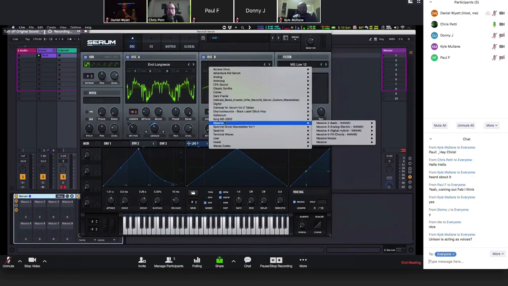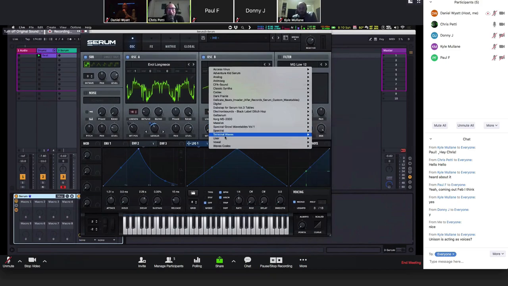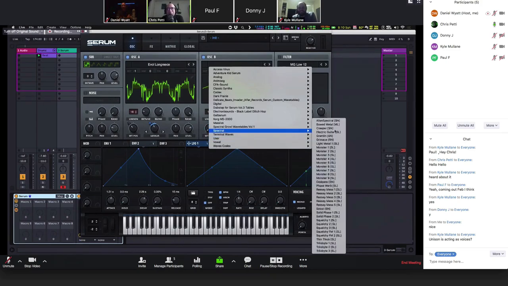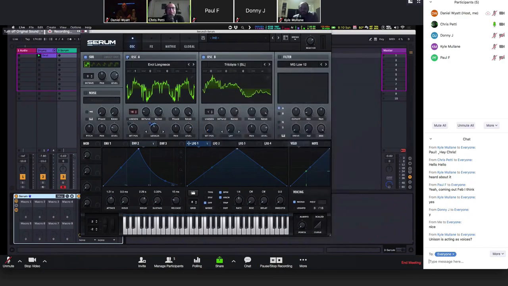So what I'm going to do is, this is in bad taste, I'm not going to take Massive's wavetables and use them for this. I'm going to take a spectral waveform, and I'm going to go to trilobite. And again, these types of sounds sometimes become difficult to hear when we have a lot of things going on. So I just silenced the other two oscillators, the sub and oscillator A.